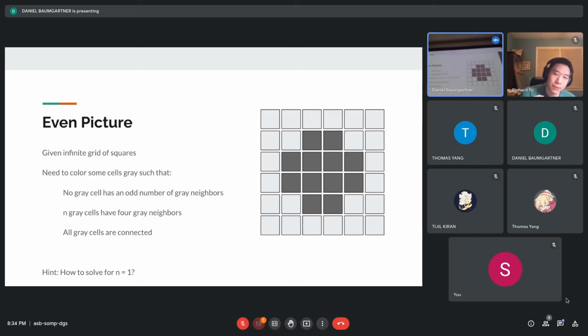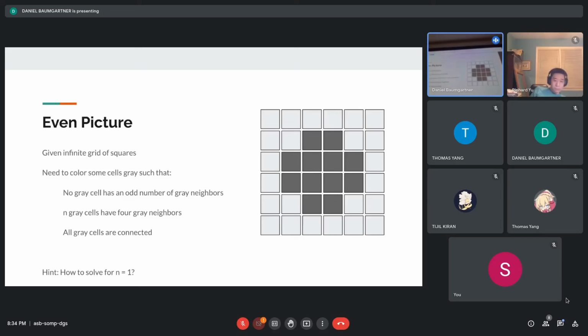Do you want to draw your thing? How big is the plus sign? It's just a width of 1. Yeah, it's the same problem.